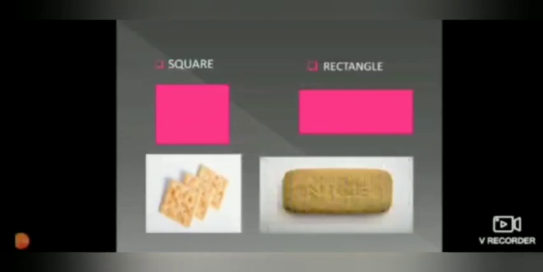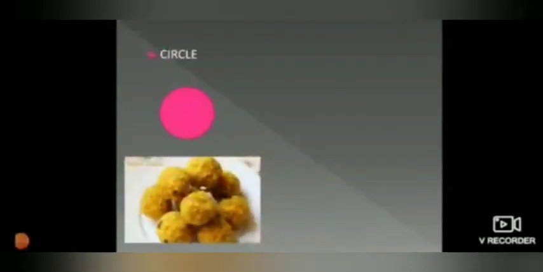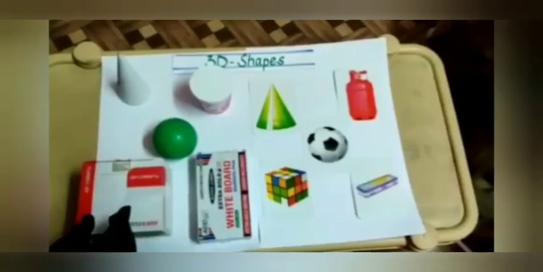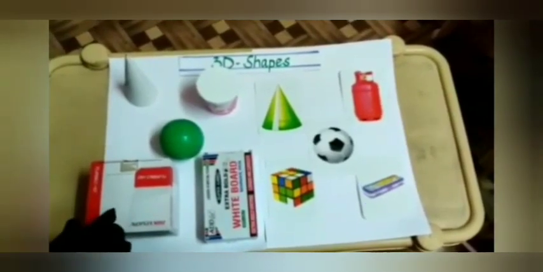Can you tell me the name of a sweet that is round in shape? Yes, very good. It's a laddu. And your favorite snack, samosa, in which shape? Yes, it is in triangle shape.